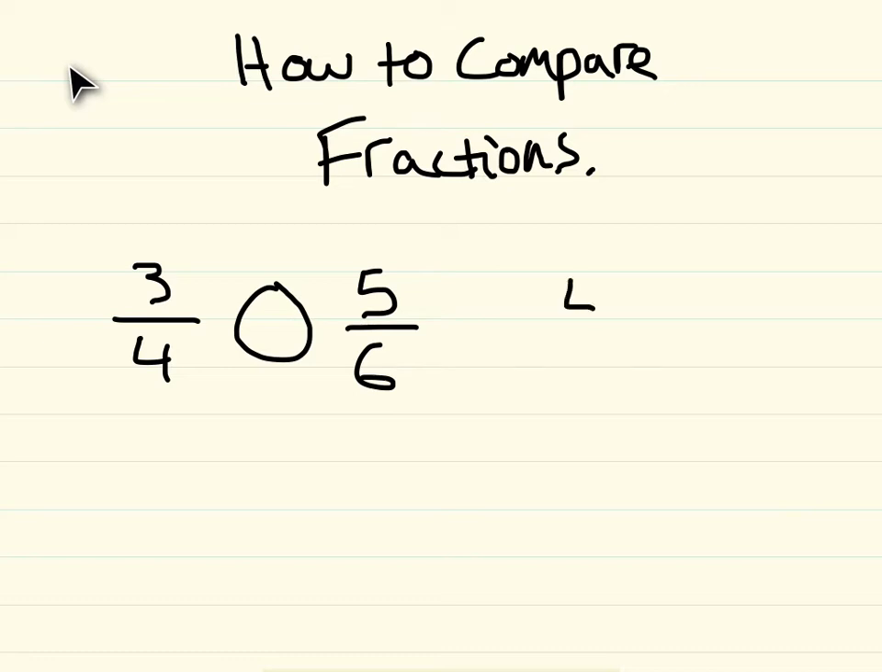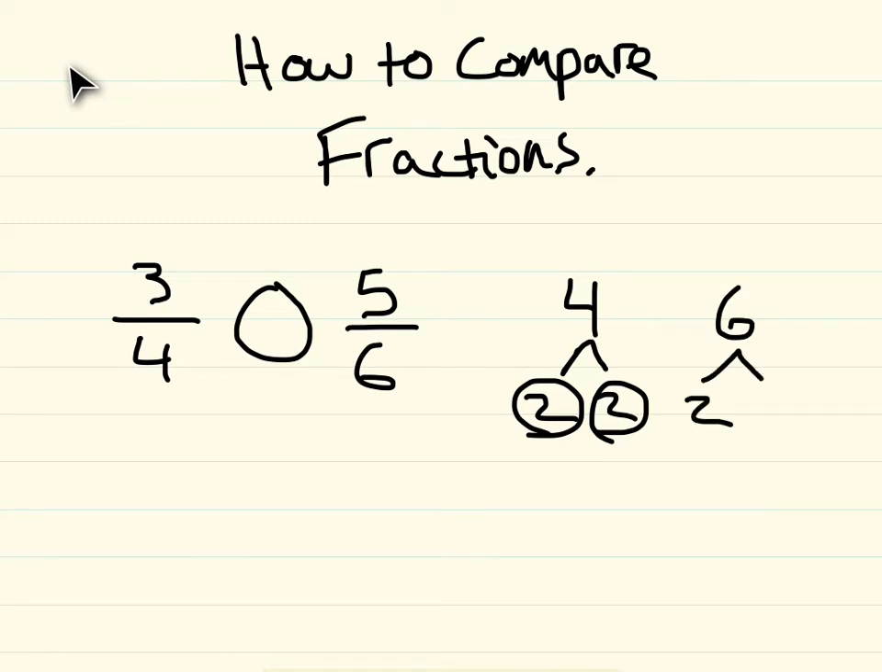To do that, let's break down 4 using prime factorization. 4 would be 2 and 2. Those are both prime factors. Let's break down 6 now. 6 could be 2 and 3, and those are both prime factors as well. And let's cross off the factors that they have in common. They each have a 2, so we can cross those off.